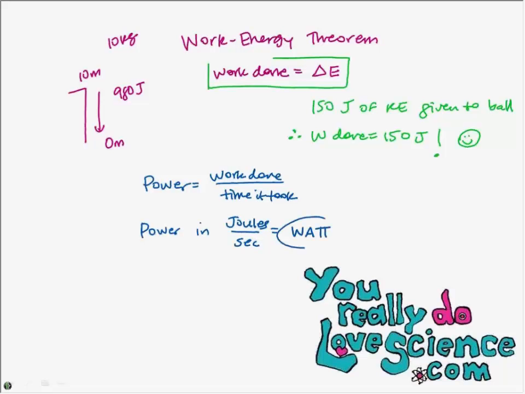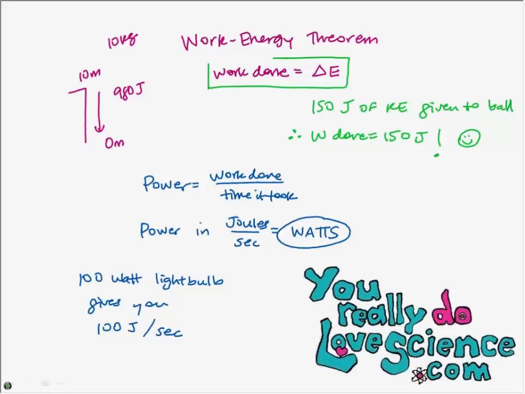Now a watt is like a 100-watt light bulb. So a 100-watt light bulb gives you 100 joules of energy every second. Okay. So power is in watts. So you don't say joules per second. Now you'll just say watts. Okay. But it's the rate.